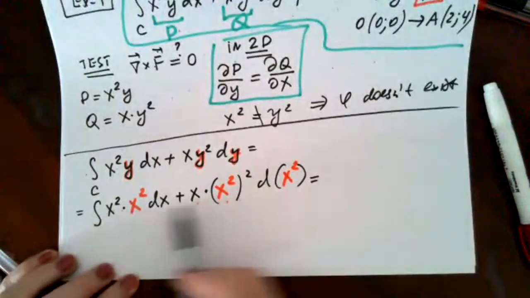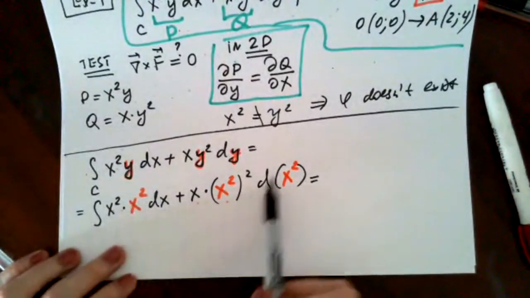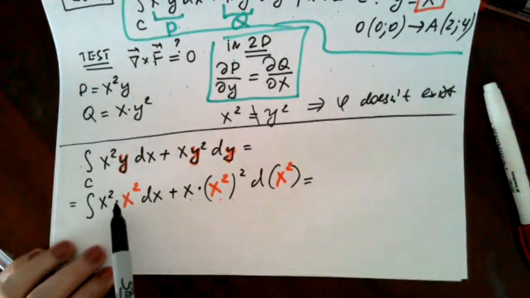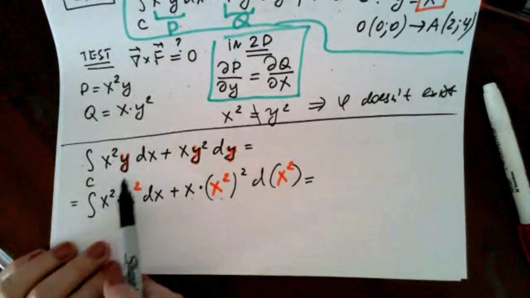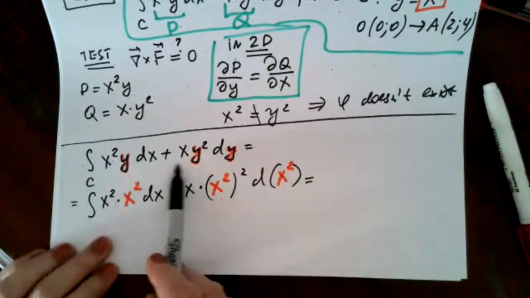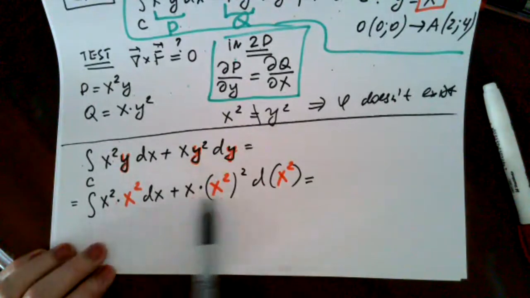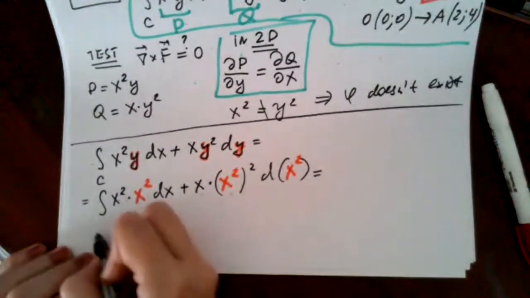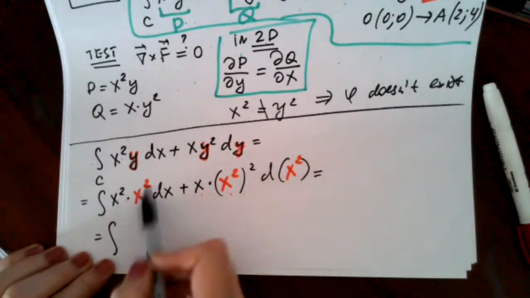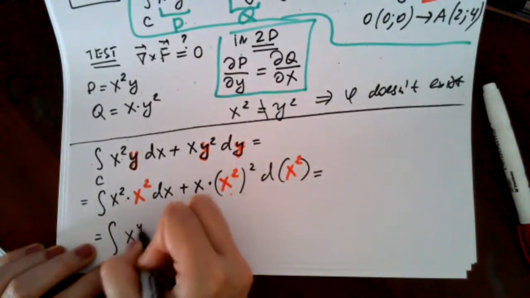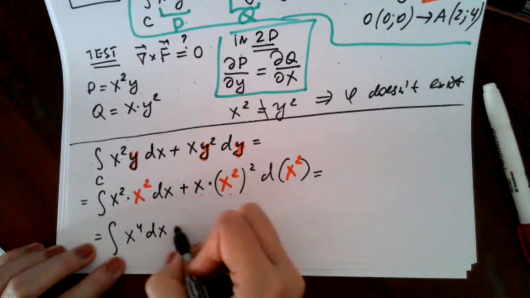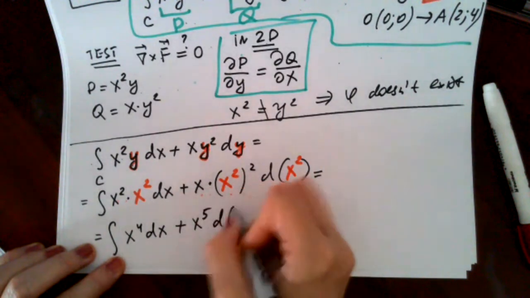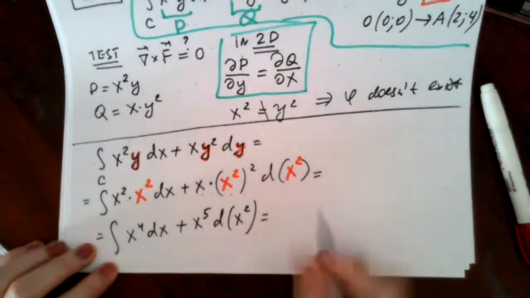And a miracle happens immediately. Look at this. Even though this integral still looks a bit messy, we achieved our main objective. We did get rid of the second variable. Now we have only x's everywhere. Okay, so it's time to clean this up a little bit. So this guy will be x to the power 4 dx. This will be x to the power of 5 d of x squared. So now it looks much better.